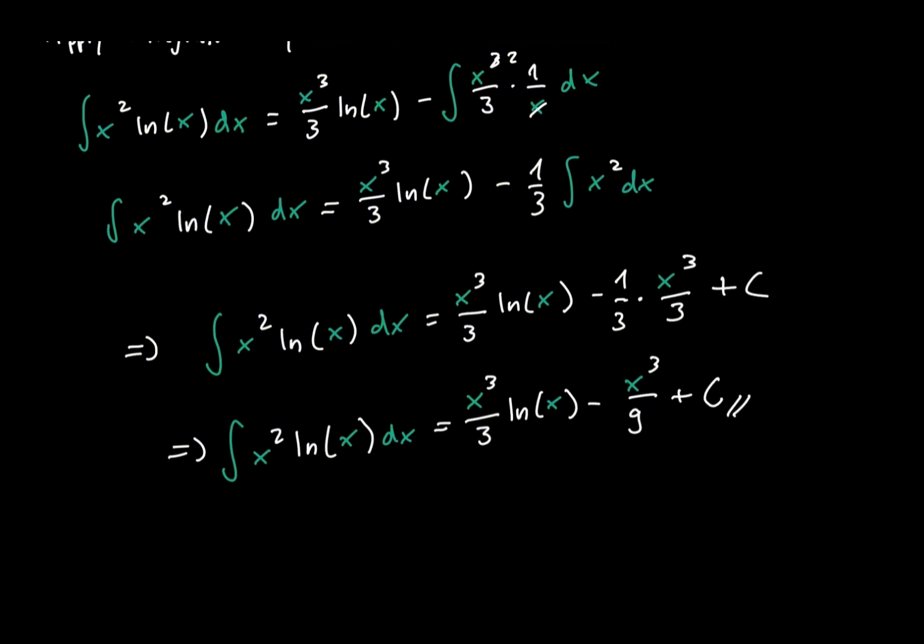Quick takeaway. When you multiply a power of x by natural log of x, integration by parts is usually the right method.